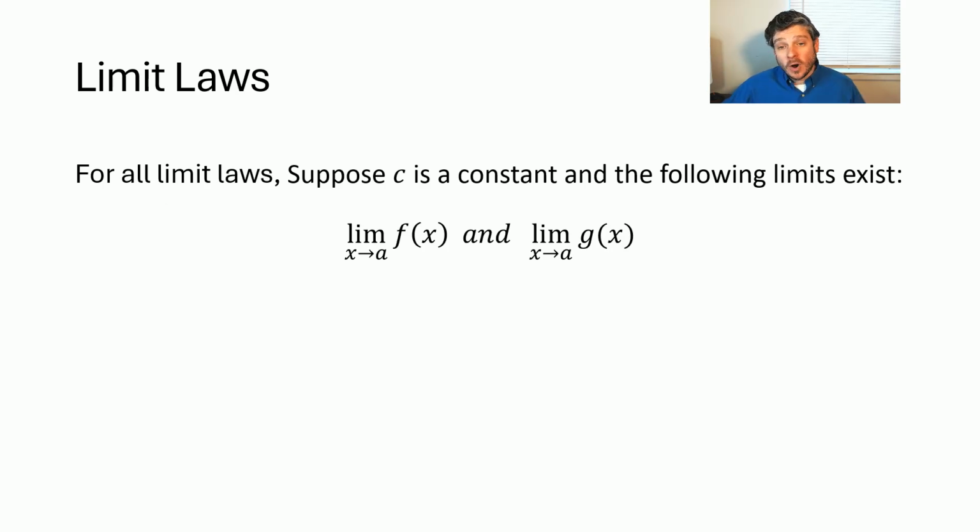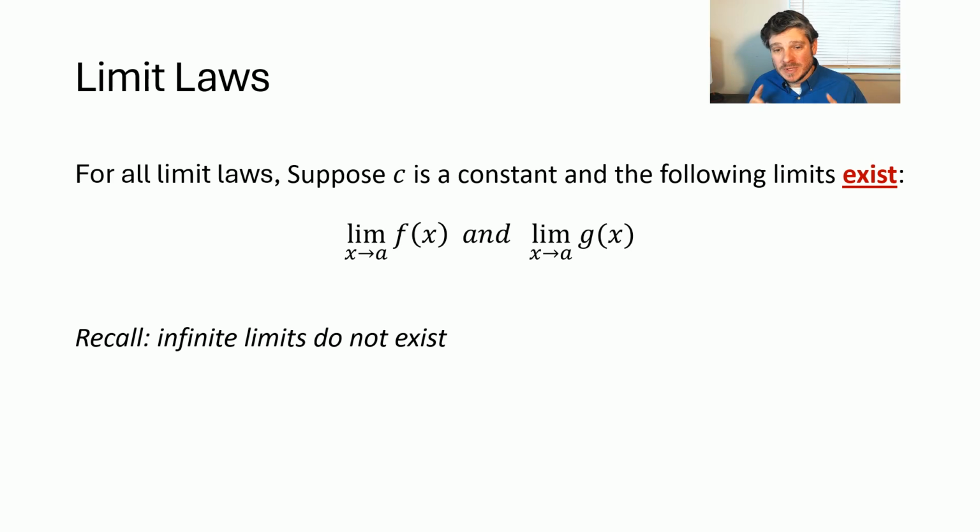So for all of our limit laws that we talk about in this video, we're going to suppose that c is just some constant. So it could be a 2, a -3, a 1/2, or even a pi or something like that. Again, something that's not a variable. And we need that the following limits exist. That the limit as x approaches a of f of x, and that the limit as x approaches a of g of x, we have to make sure that those both exist. And the key word there is they have to exist.